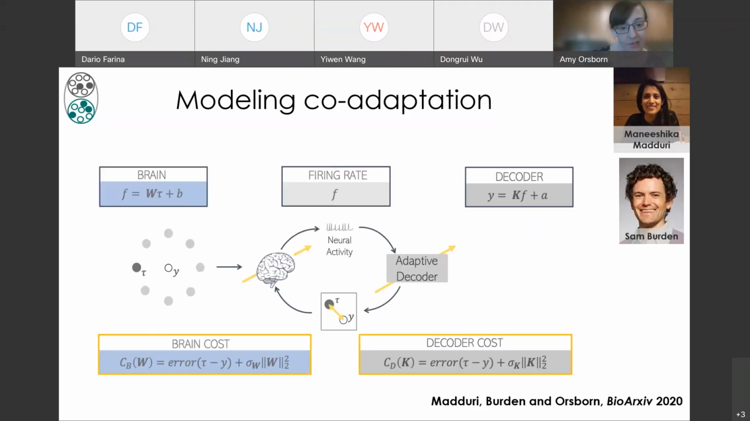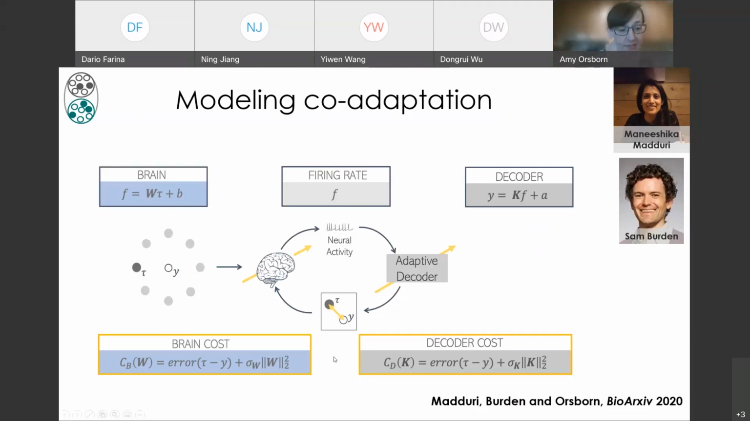And so we built a really simple model of how the brain and the decoder might be adapting. We're simply modeling the brain as a linear relationship between firing rate of neurons and target position. And then the decoder is a mirror image that is trying to relate firing rates back to user intended positions. But importantly, we model how the brain and the decoder adapt by giving each one a cost function that's not necessarily the same.